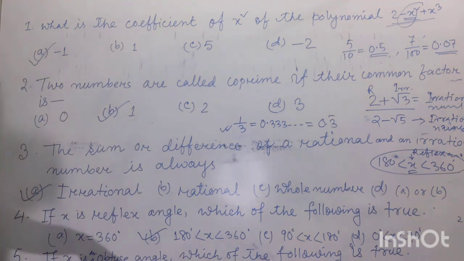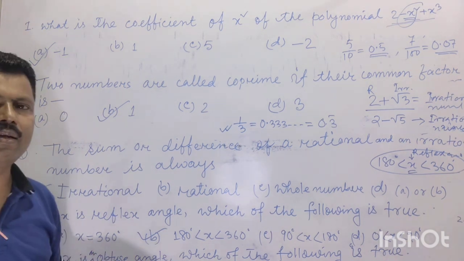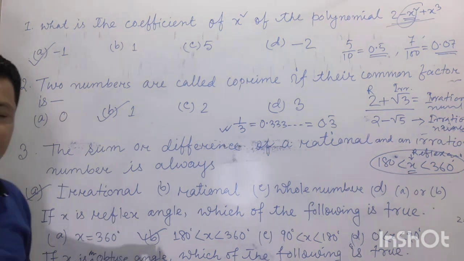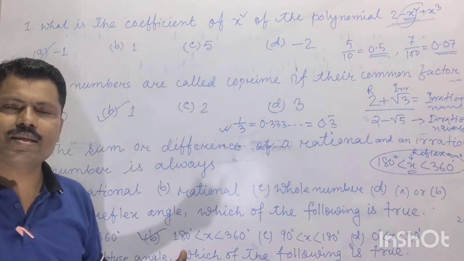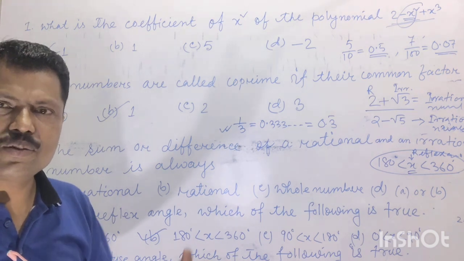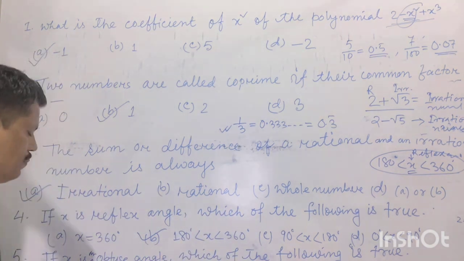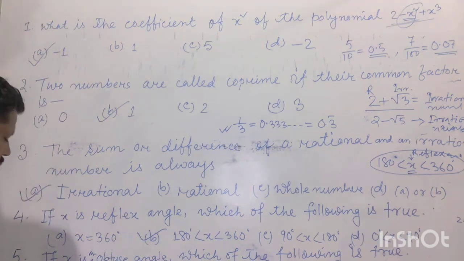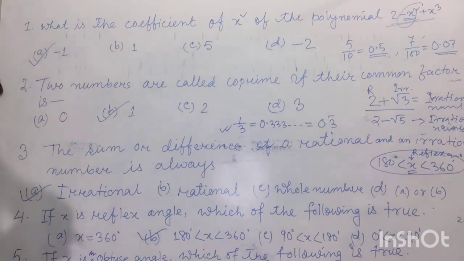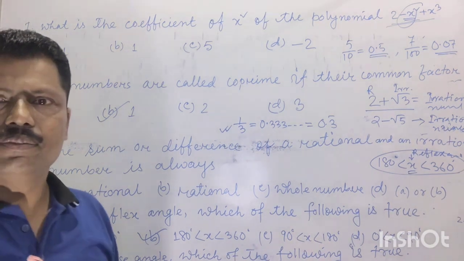See option B, 90 degrees less than x less than 180 degrees. We know an angle whose measure is more than 90 degrees but less than 180 degrees is called an obtuse angle. So option B is correct for this question. And if x equals 90 degrees, that is called a right angle. Yes, for this question option B will be the correct one.